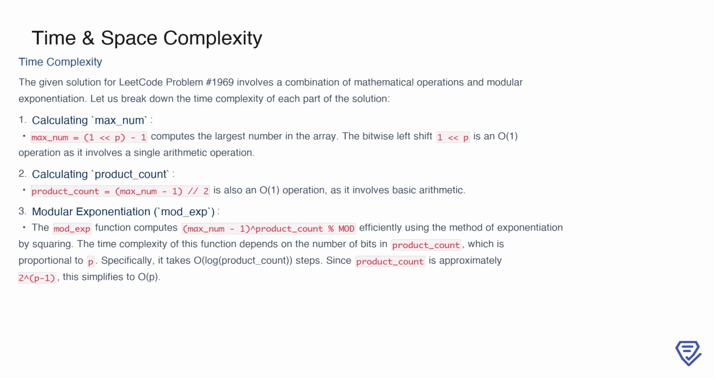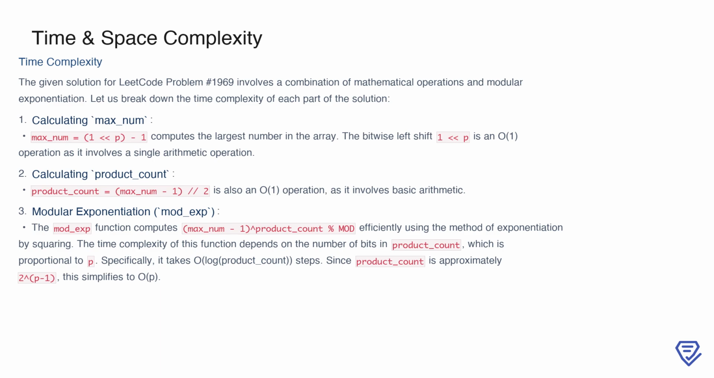When analyzing the time complexity of our solution for problem number 1969, we start by breaking down each component. First, calculating max_number is straightforward. The expression 1 << p - 1 uses a bitwise shift, which is a constant time operation, or O(1). Next, product_count is computed as (max_number - 1) / 2, which also involves basic arithmetic and is therefore another O(1) operation.